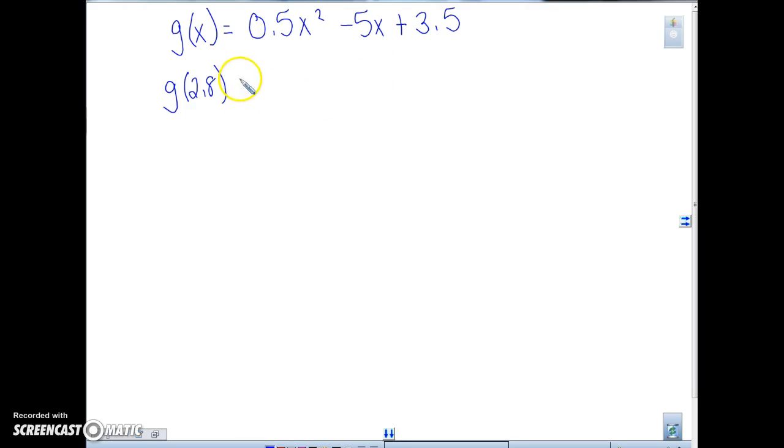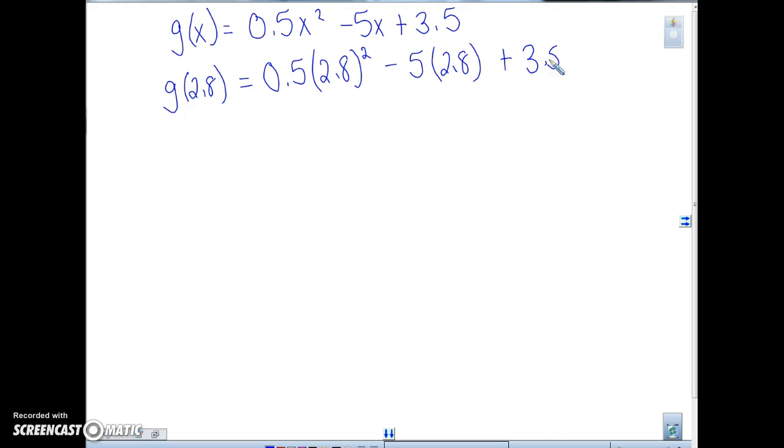Okay, let's go on here. Hopefully you finished and you got the right answer. So we have 0.5 and we're putting 2.8 in parentheses squared minus 5 times 2.8 plus 3.5.